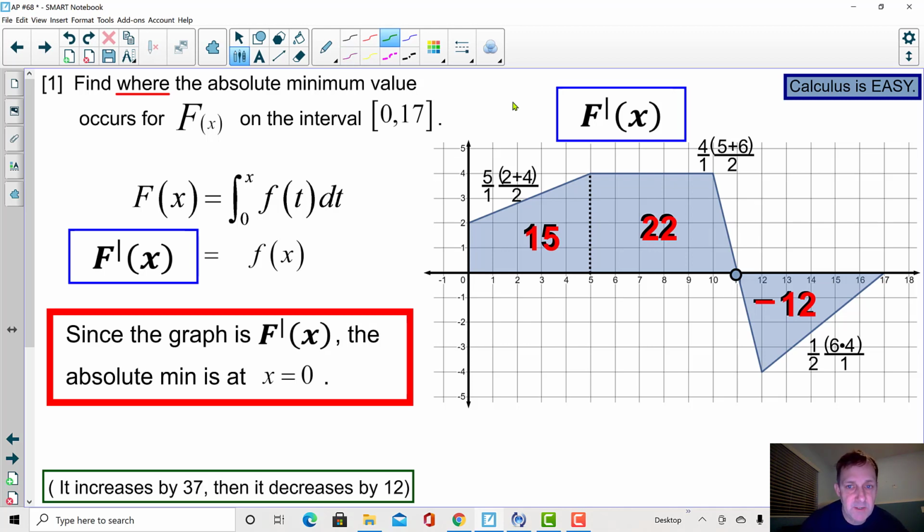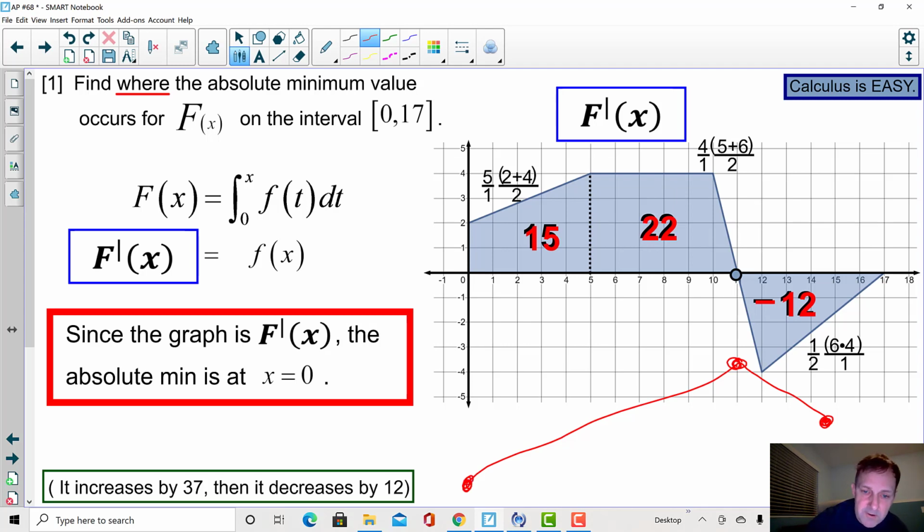Now, how much does F increase or decrease? Well, it's just the area under the curve. So the area here is 15, so capital F is going to increase by 15 from x equals 0 to x equals 5, and the area of the second region is 22, so capital F is going to increase by 22 as x changes from 5 to 11. So just as it says here at the bottom, our capital F is going to increase by 37. And because our third region is below the x-axis, the area for an integral would come out negative. So that means our capital F is going to decrease by that amount. So capital F decreases by 12.